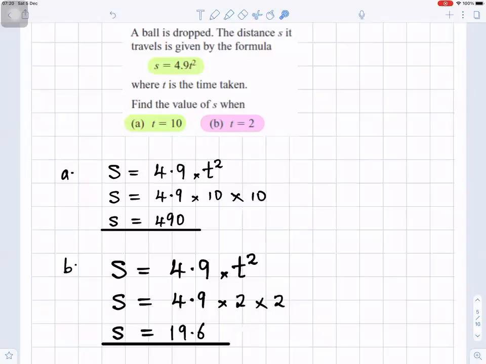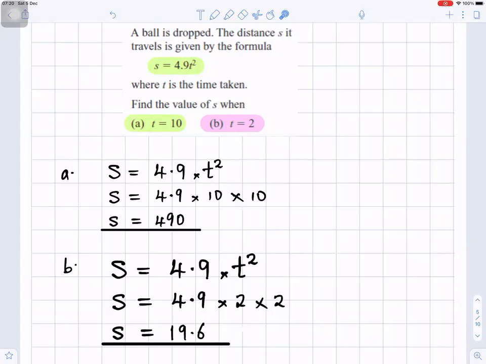So the first thing we do, we write down the formula. S equals 4.9 times t squared. T is 10. So substitute the value for t. And that means 10 times 10 times 4.9. And that gives us 490.